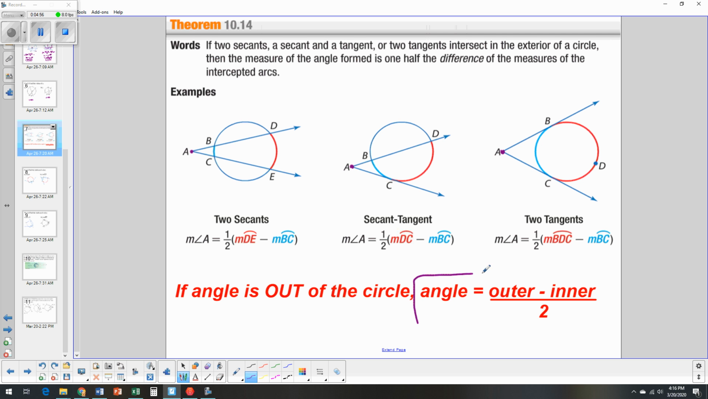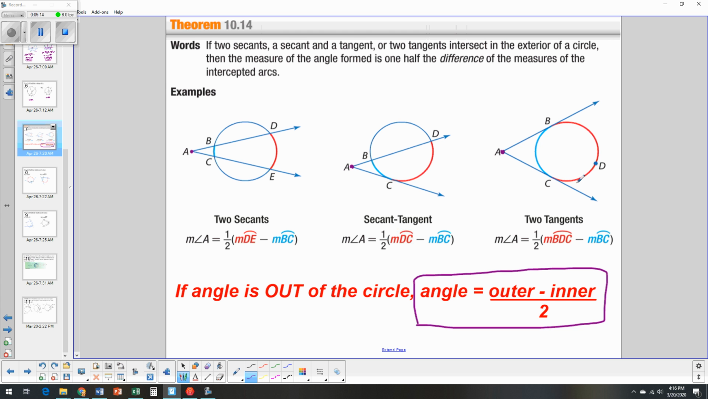When we do that, we can say that the angle is equal to the outer arc minus the inner arc, divided by 2. All right, so in this case, it would be arc DE minus arc BC. Divide that by 2, we get A. Again, arc DC minus arc BC, divided by 2, we get A.